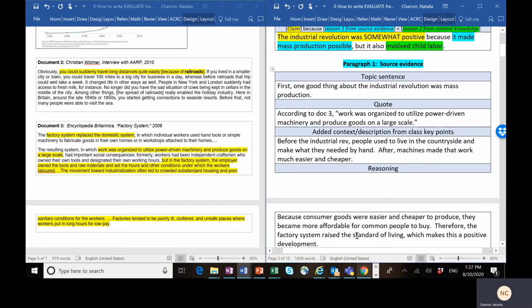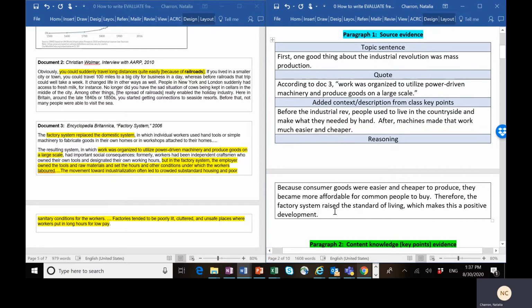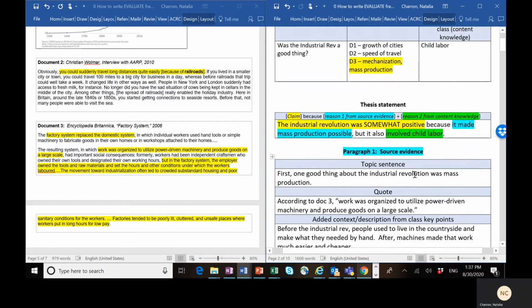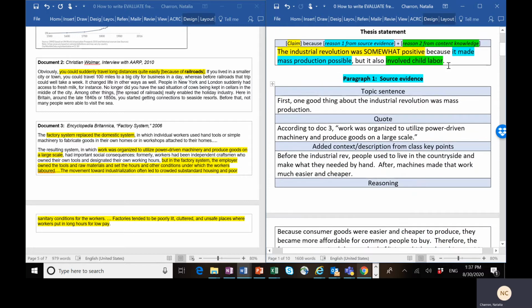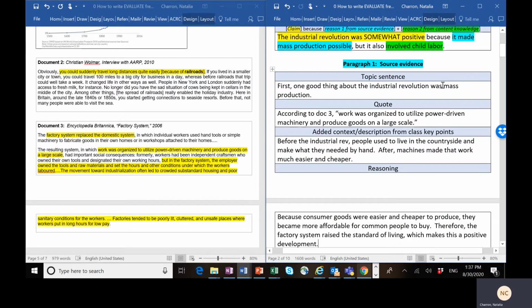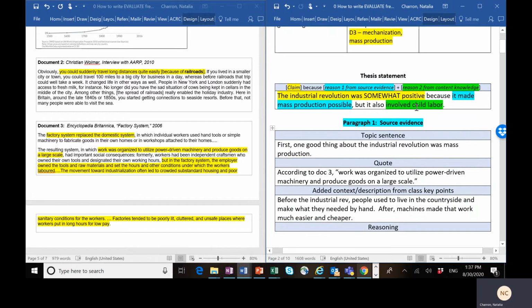All right, here I've added information from class that puts this part of the Industrial Revolution in a positive light. You could also write things like, before the Industrial Revolution, just add a lot of detail. Like, you had to be basically royalty in order to afford more than a couple of items of clothing. And people didn't really have very many options and there weren't very many cities. And talk about why that was bad.